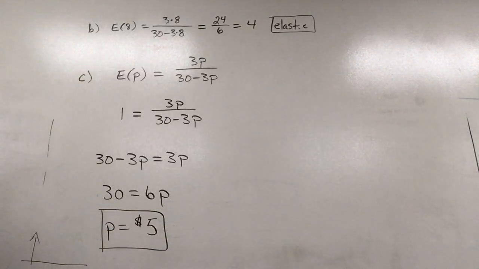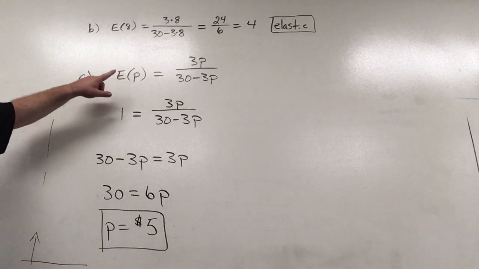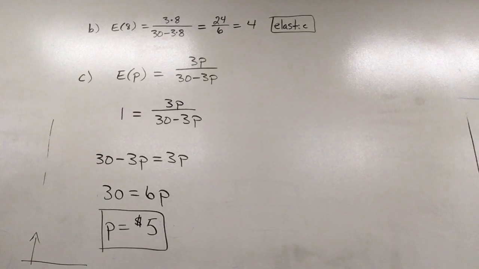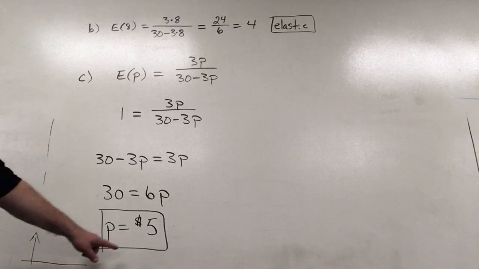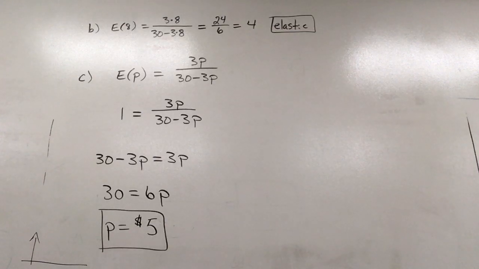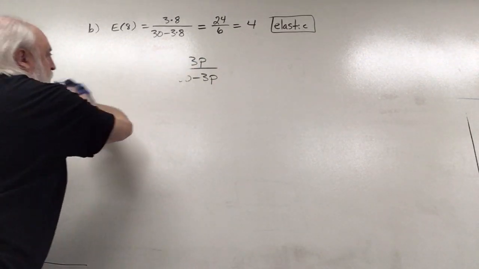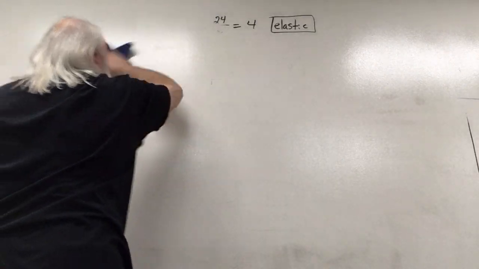So a price of $5 per unit for this product gives us an elasticity of demand that is equal to 1. The elasticity of demand will be unitary at a price of $5. So that's example 1 in your note packet. Example 2 is similar. The demand equation is just changed, but the process is the same.